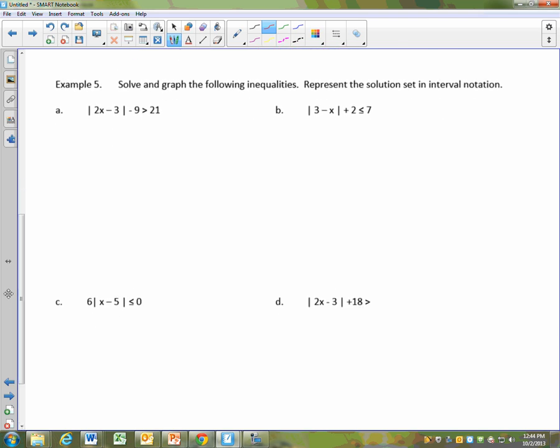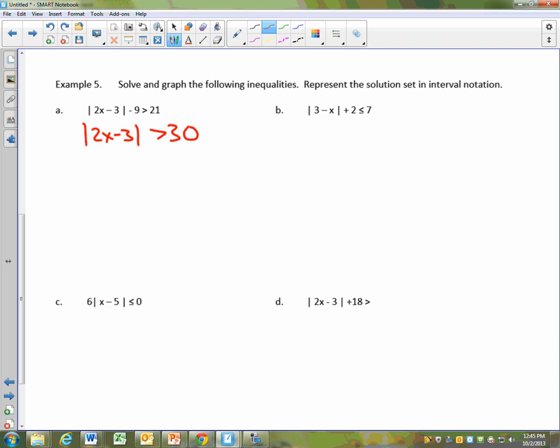So you see exactly what I'm talking about. It says solve and graph the following inequalities, represent the solution set in interval notation. Absolute value of 2x minus 3, minus 9 is greater than 21. How do you think we start by solving that? We add the 9 and set it greater than 30. So when you see an absolute value and a constant, if you see greater than, you know it's going to be a disjunction. The arrows are going to go to opposite sides.